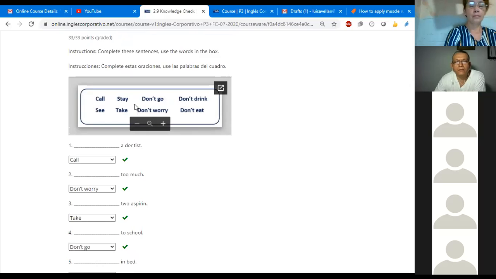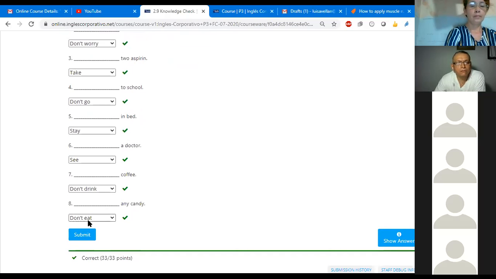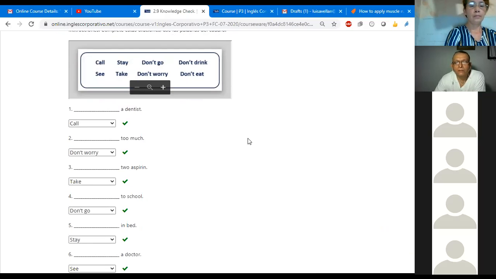And you can use them with a negative form, right? Don't call, don't worry, don't take, don't go, don't stay, don't see, don't drink, don't eat. Okay. For example, the other one is don't work too much. Don't sleep too much. Okay, because sometimes it's not good to sleep too much, right? So we need to rest a little bit.